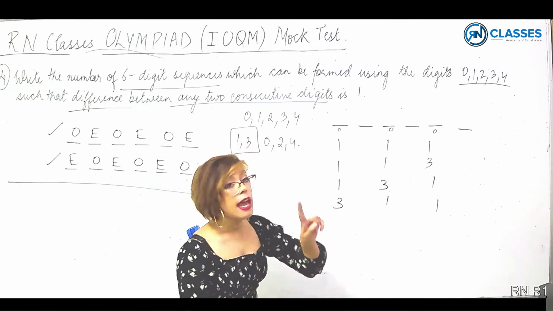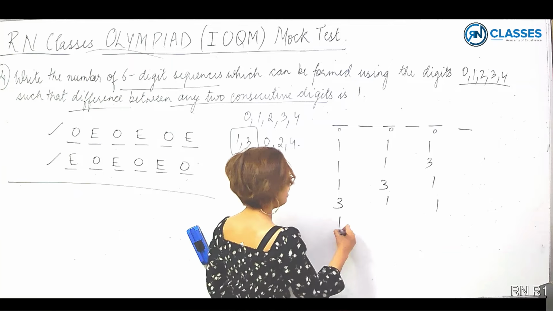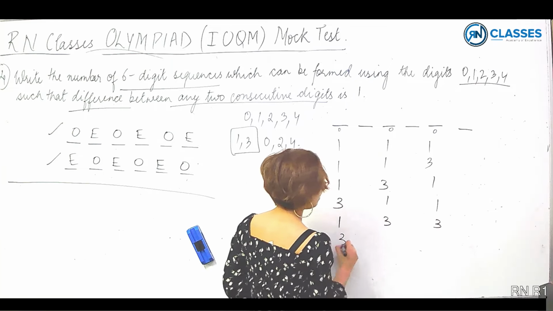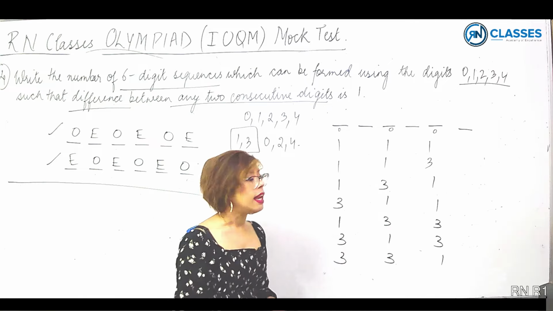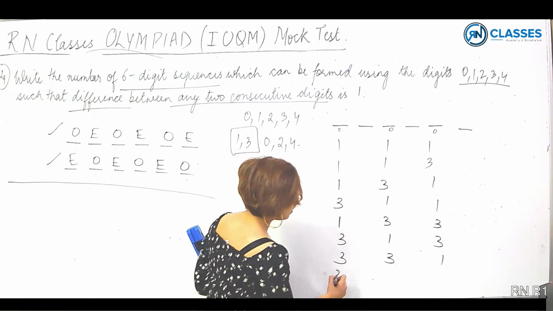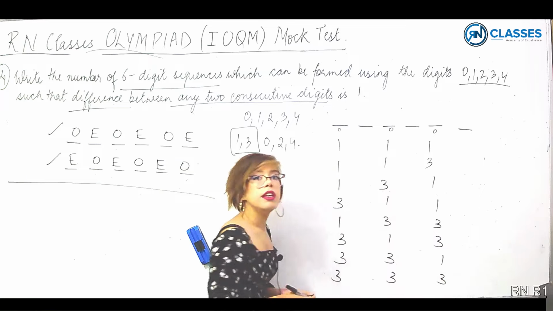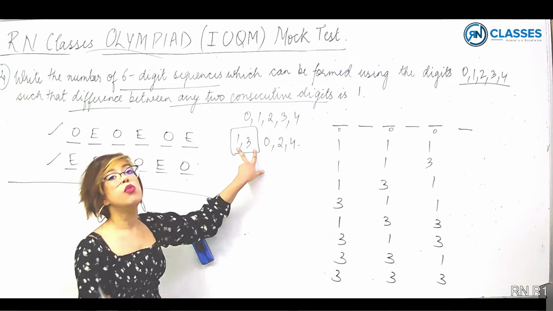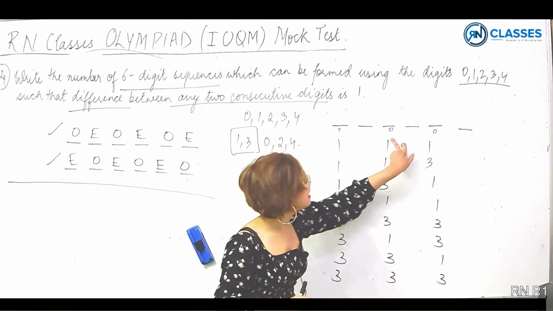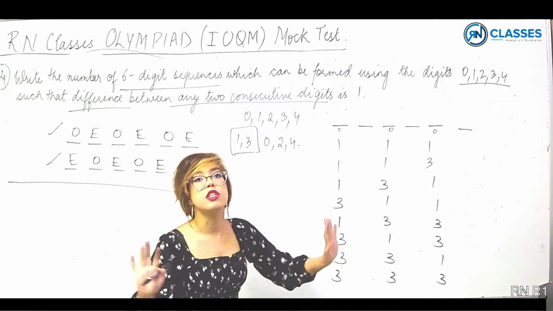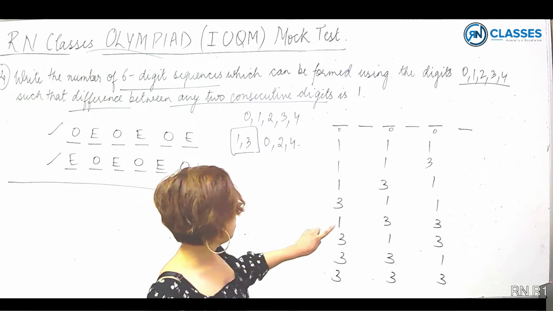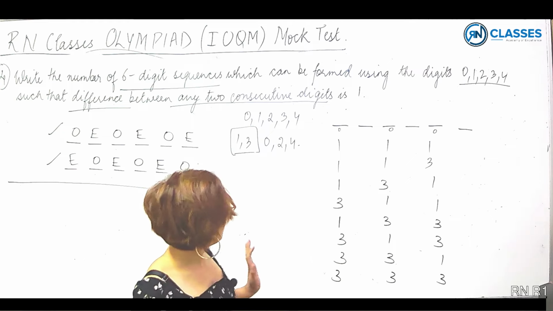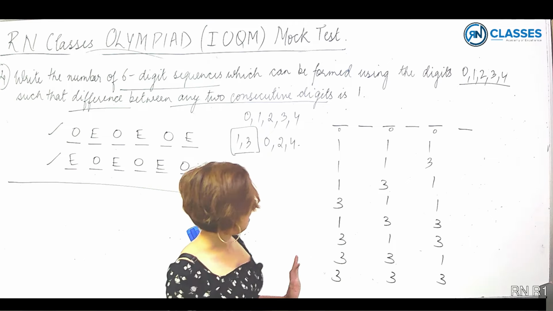Then I can have two 3s also. So, 1, 3, 3. Then 3, 1, 3, then 3, 3, 1. I can have three 3s also. So 3, 3, 3. I have arranged these odd digits in these 3 places in all the cases which are possible. There is no case that I have left. Let me check. Yes, I think we have exhausted all of them, hopefully.